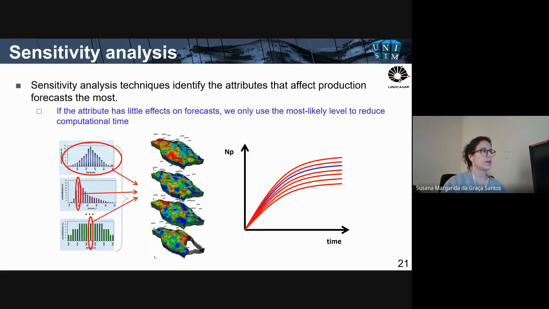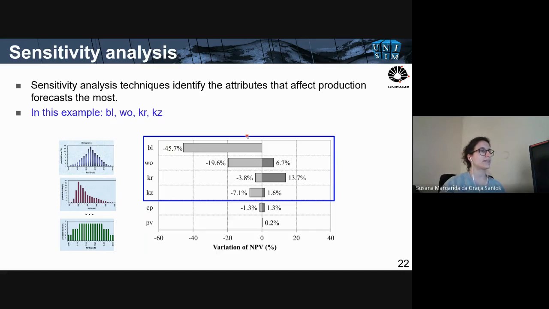Okay, so I take the base case, and if I have this attribute with 10 levels, I will replace all the 10 possible values of that attribute, and I will simulate that. This is one way to do it. And the idea is that when we do this, I will get something like this, a tornado plot.